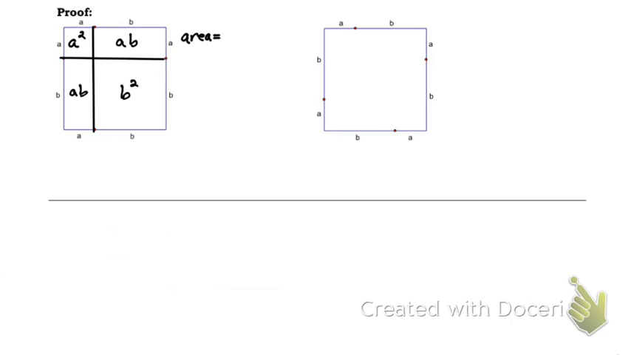So the area of this shape is going to equal all those areas added together. So that would be a squared plus ab plus ab plus b squared. But it might be a little easier to write it as just a squared plus 2ab plus b squared.